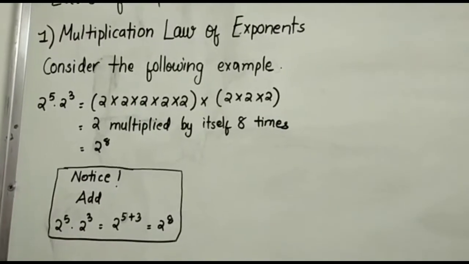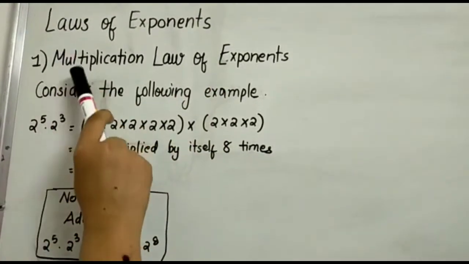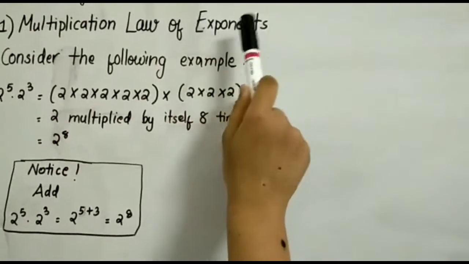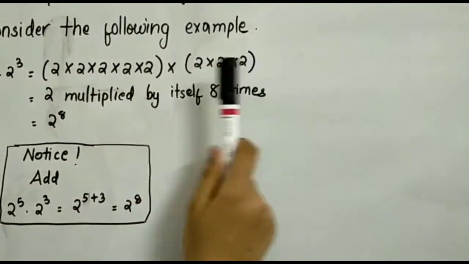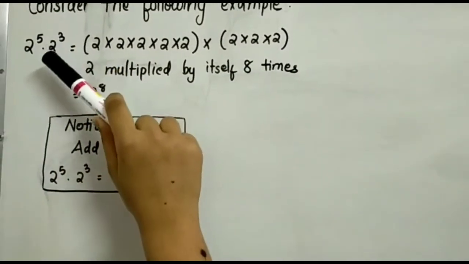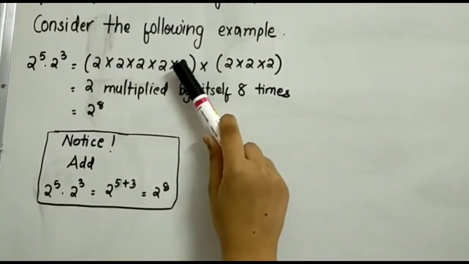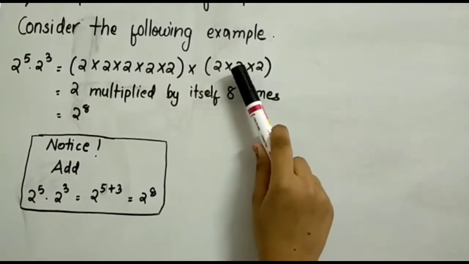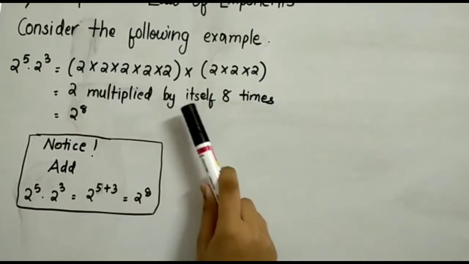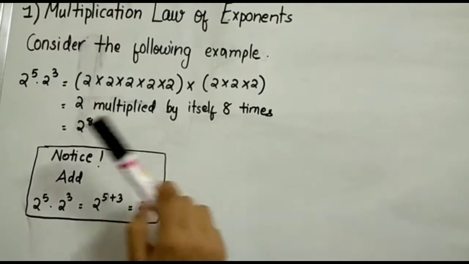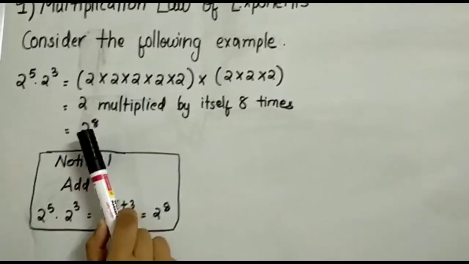Now we will study about laws of exponents. First we will study about multiplication law of exponents. So consider the following example. 2 to the power 5 into 2 to the power 3 equals 2 into 2 into 2 into 2 into 2 into 2 into 2 into 2. So 2 multiplied by itself 8 times. So the answer is 2 to the power 8.